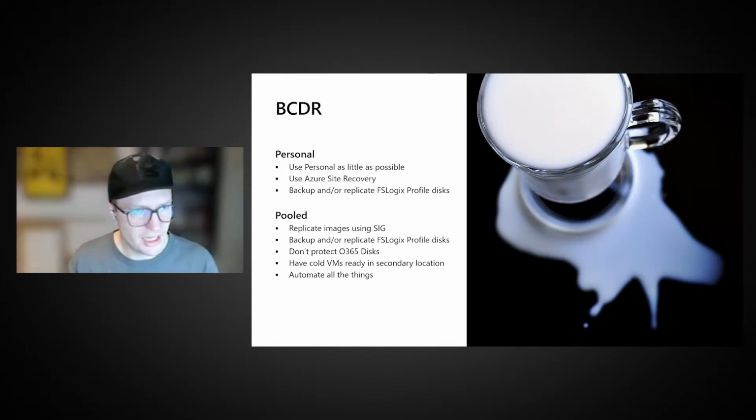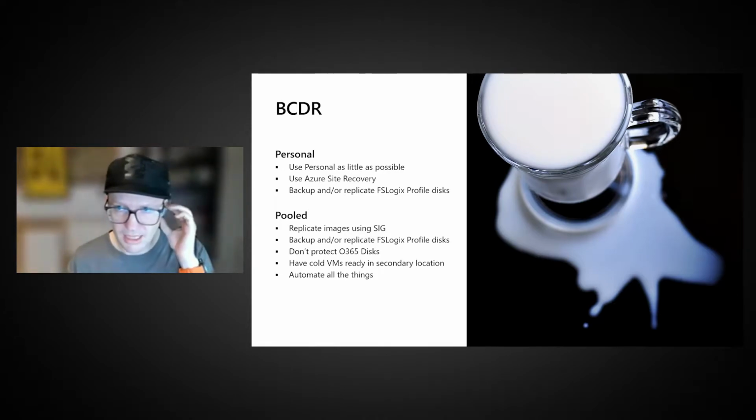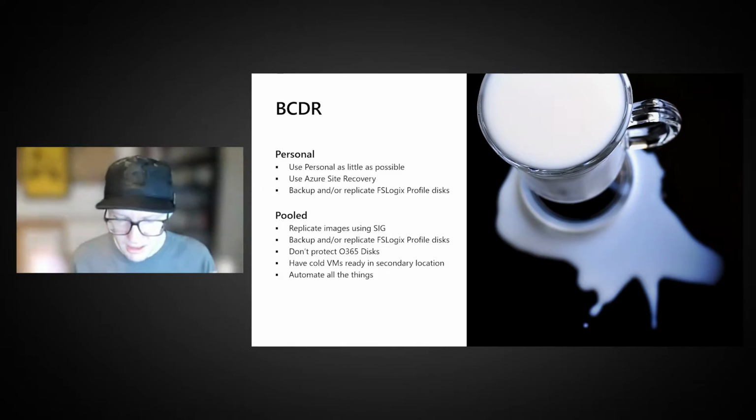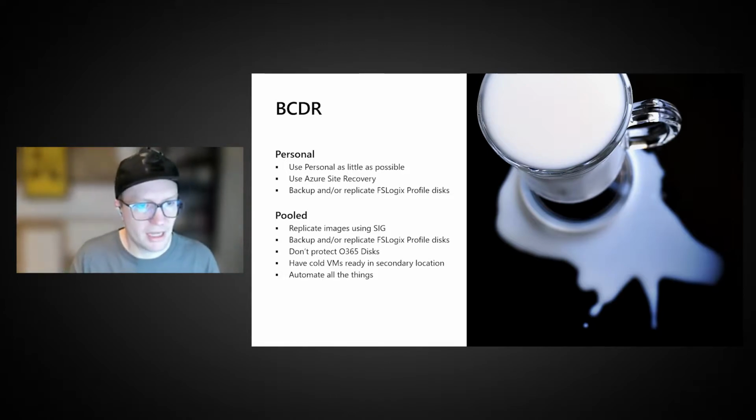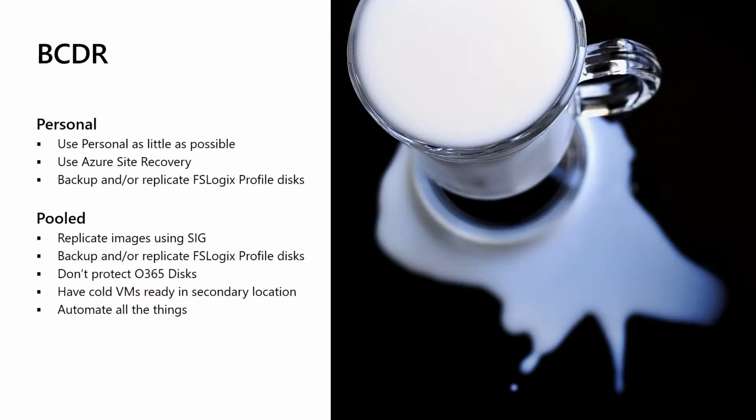We touched on the shared image gallery before. This will help protect your golden images. Replicate your images using the shared image gallery. Back up and/or replicate your FSLogix profile disks. Quick tip, if you're using Cloud Cache to replicate your FSLogix profiles, then you need to make sure that you also back up those disks, because replication using Cloud Cache does not mean that you can forget your backup.